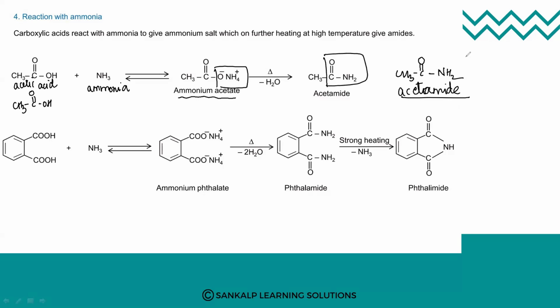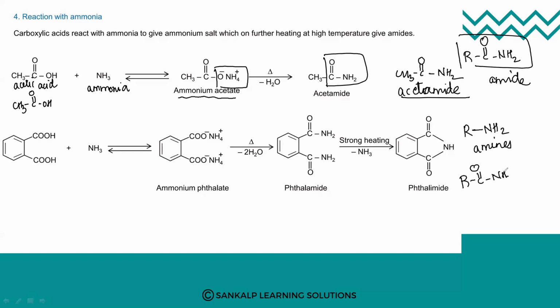This is called the amide group, R C double bond O NH2. So this represents amide. Amine is what? RNH2. So these are amines, right? Amide is R C double bond O NH2. So remember this, don't get confused. Different functional groups, how they are represented. So this is an amide and this is an amine.